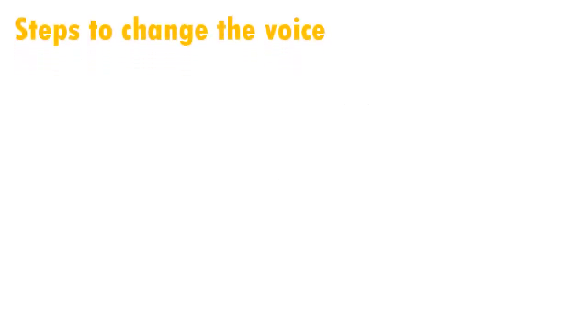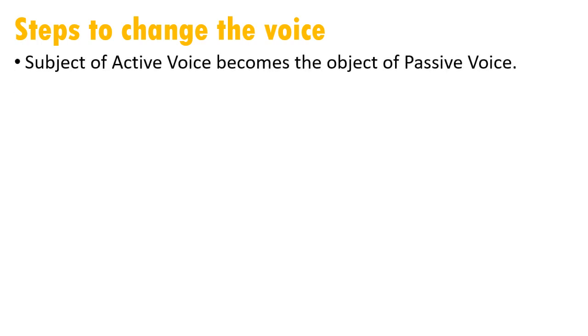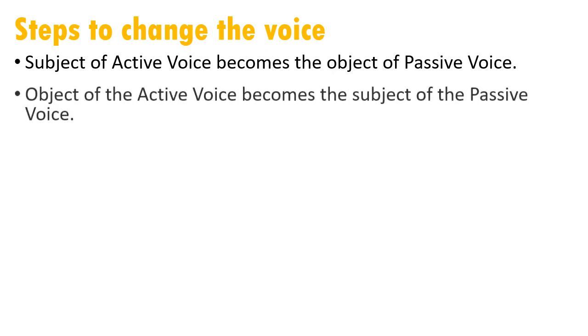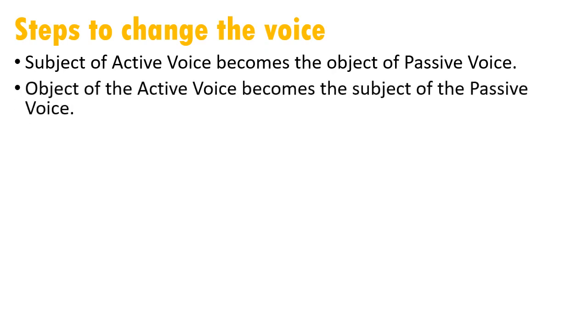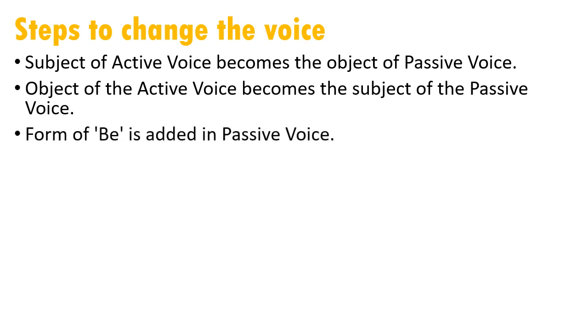Now, I'm going to tell you the steps to change the voice. The subject of active voice becomes the object of passive voice. The object of the active voice becomes the subject of the passive voice. A form of be is added in passive voice. Forms of be are am, is, are, was, were.